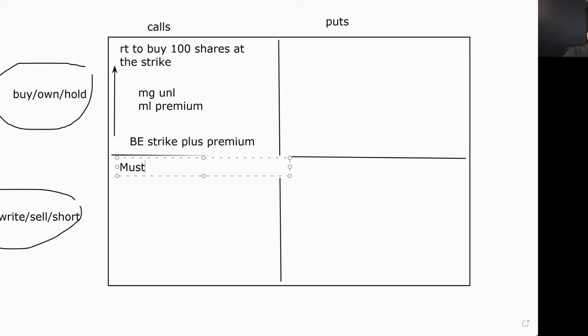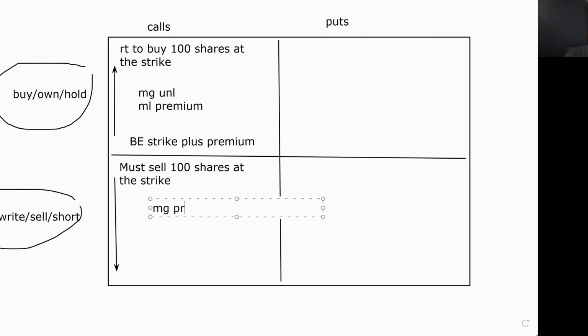Since the buyer of the call has the right to buy, the seller is obligated. So the seller must sell 100 shares at the strike price, or exercise, when the buyer tells them to. You took on that money, so you're obligated. So that's going to be bearish because you want it to go down. So it expires. Remember, whenever you sell an option, you want it to die.